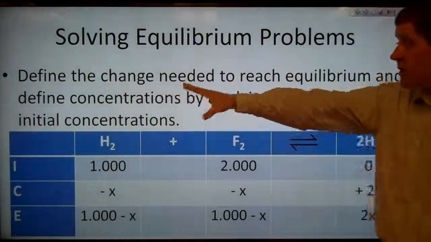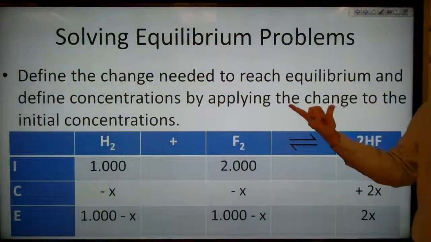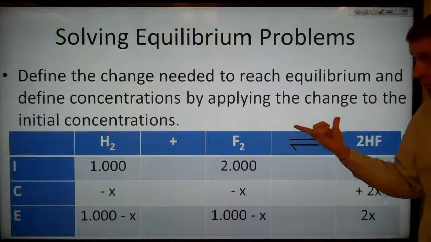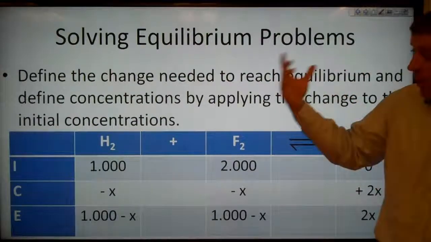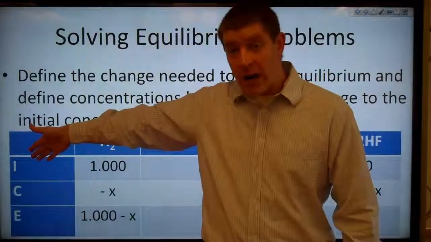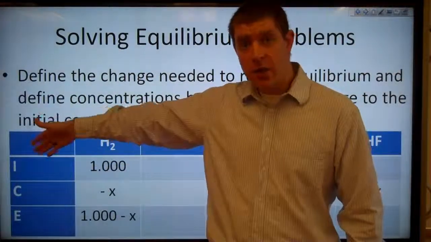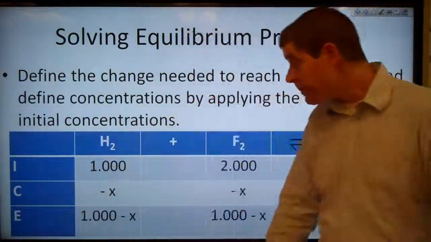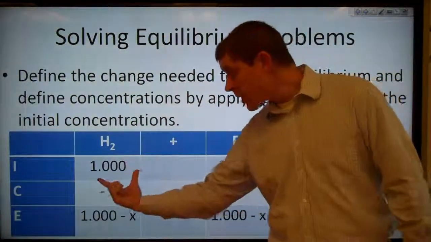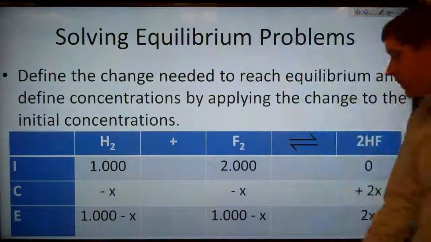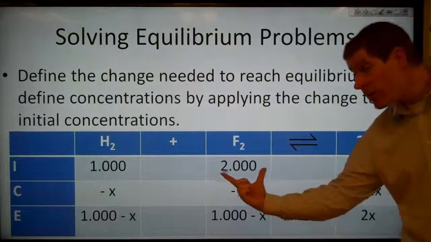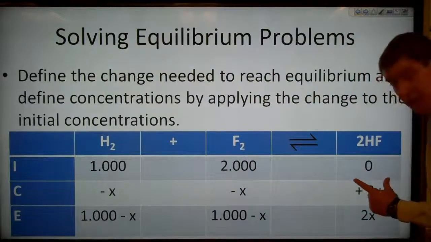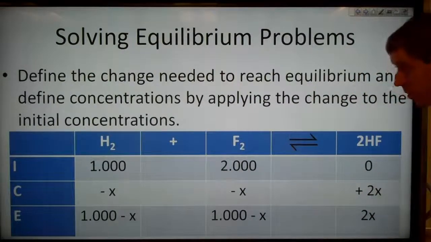So the next step was to define the change needed to reach equilibrium and define concentrations by applying the change to initial concentrations. What this really means is to make an ICE table, right? Remember that ICE stands for initial, change, and equilibrium. So our initial concentration of hydrogen is 1 molar. Our initial concentration of the fluorine was 2 molar. Our initial concentration of the HF is 0 molar.